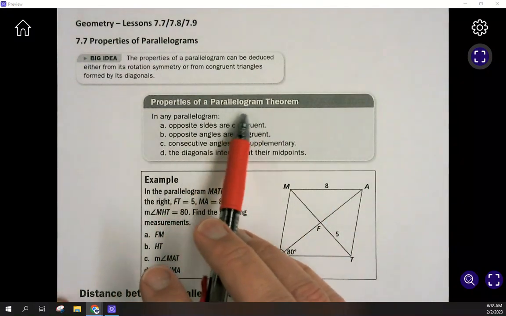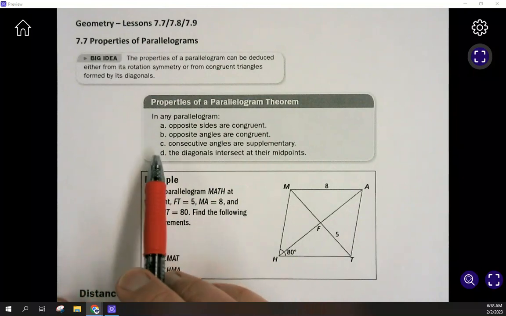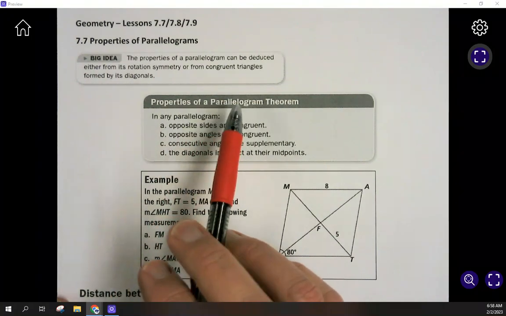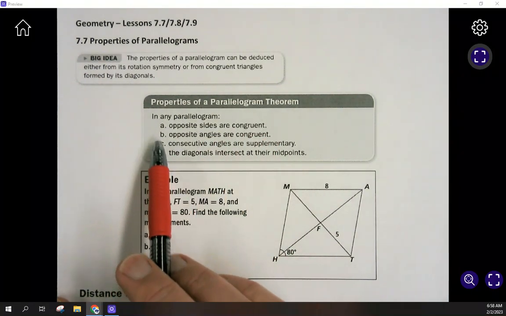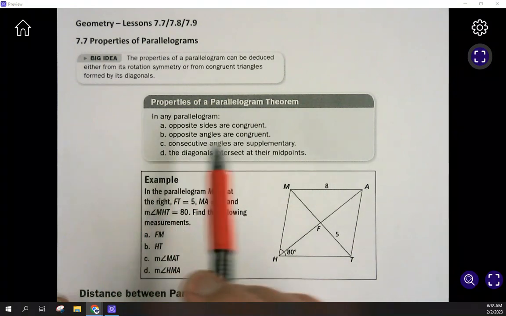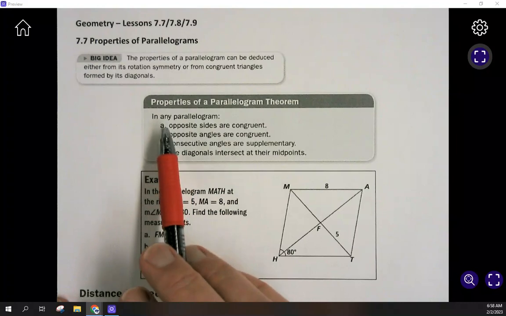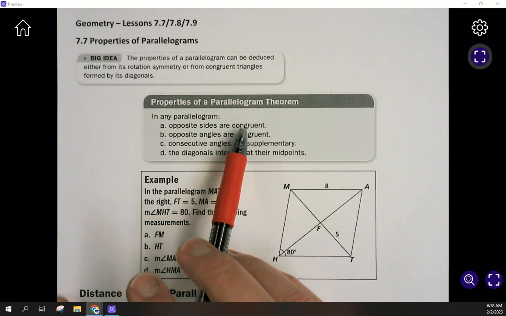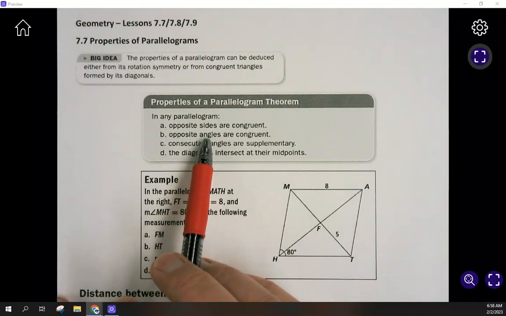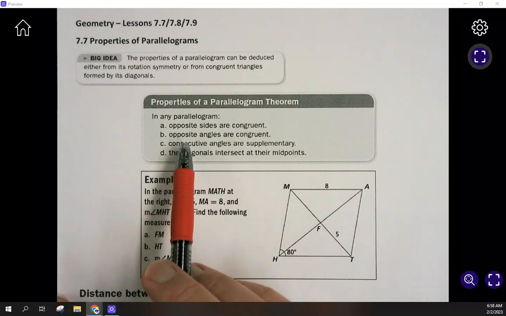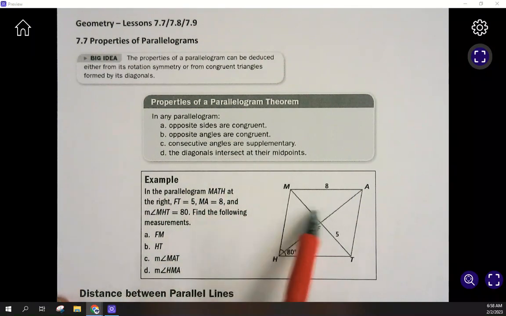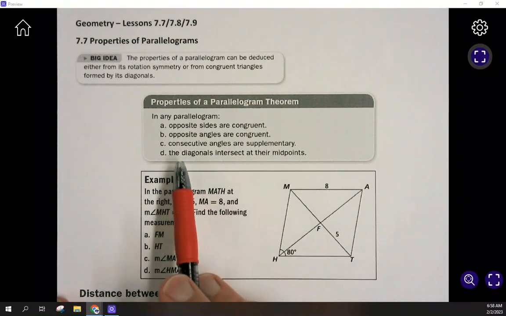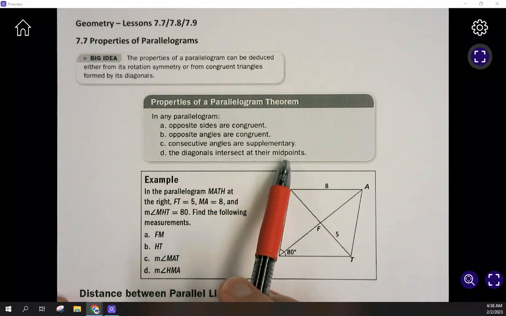All right, so the properties of a parallelogram theorem is broken down into 4 pieces, A, B, C, D. If you're ever referring to this in a proof, you just say it's the properties of a parallelogram theorem, and then you can specifically list its letter A, B, C, D, etc. All right, so here's the 4 things that are special about a parallelogram. Opposite sides are always congruent, same size. Opposite angles are always congruent. Consecutive angles are supplementary. Consecutive meaning as you work your way around from one to the next, those are going to be supplementary. And the diagonals intersect at their midpoints.